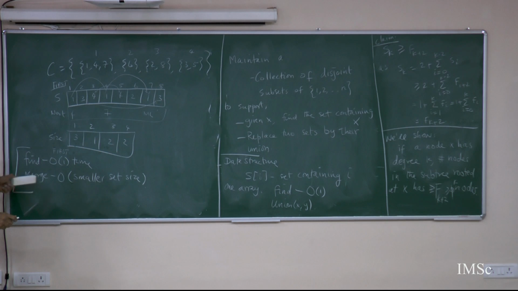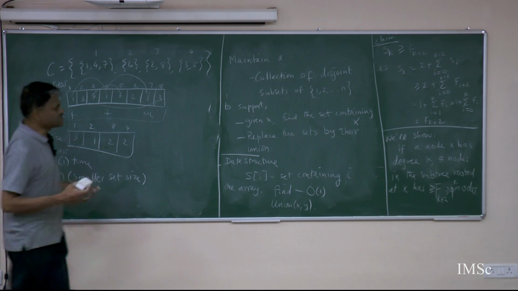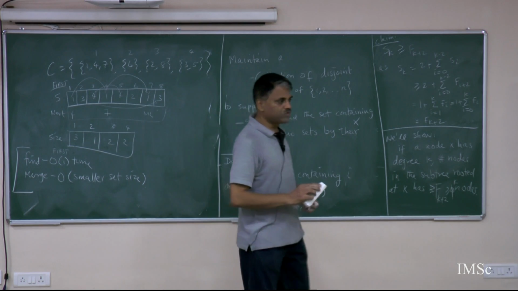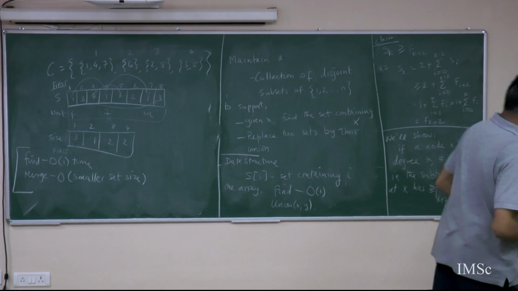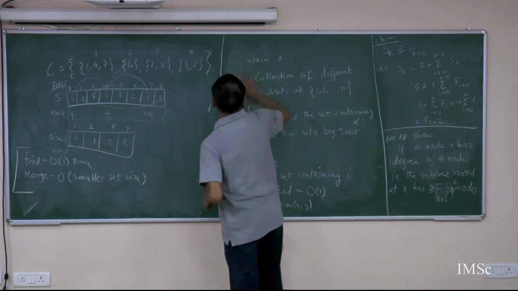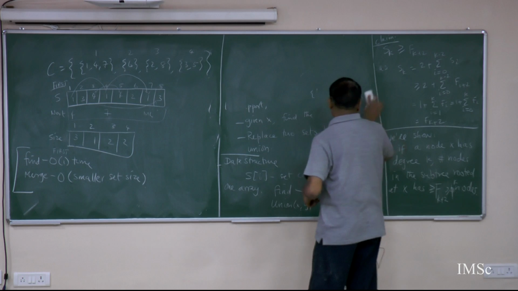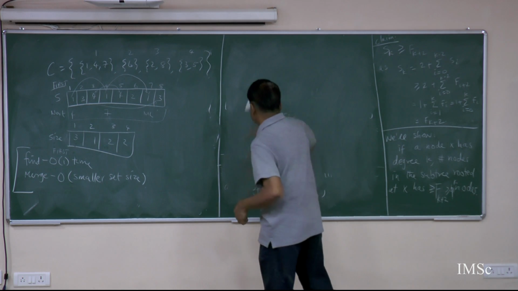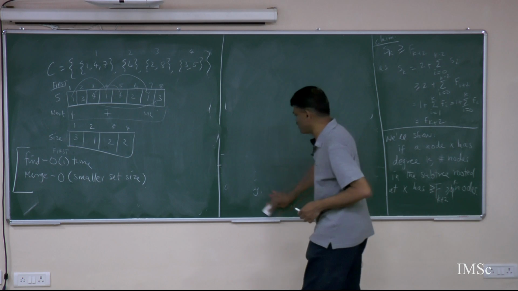The worst case, merge will be when you want to merge two sets, spending time proportional to the smaller set size, right? But this could still be order n, because you may be merging two sets of size n by 2, n by 2 or something like that, okay? But here's a nice claim. Let me write down this claim. There's a one line proof as well. Or maybe you can think about it, we can continue next time.